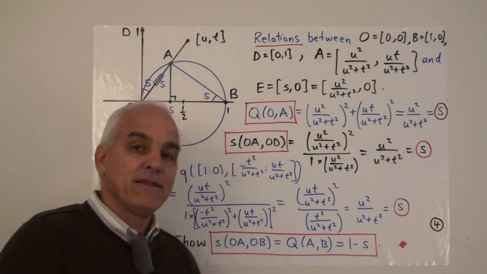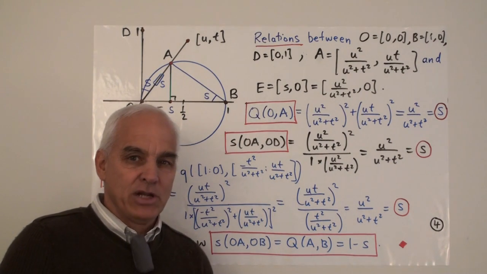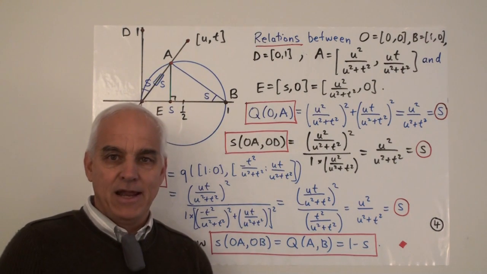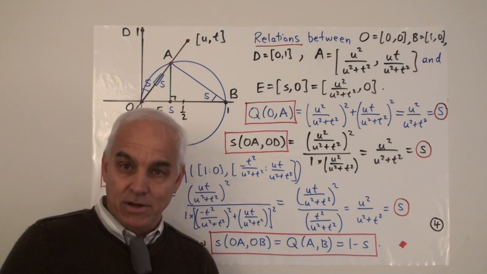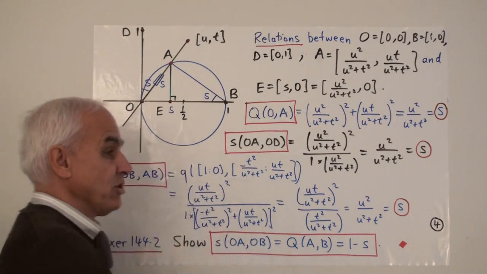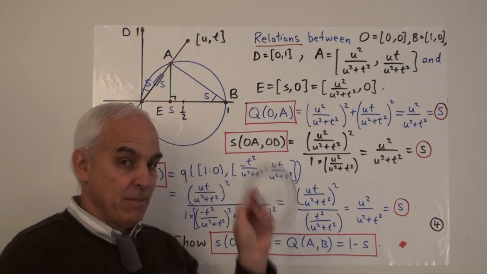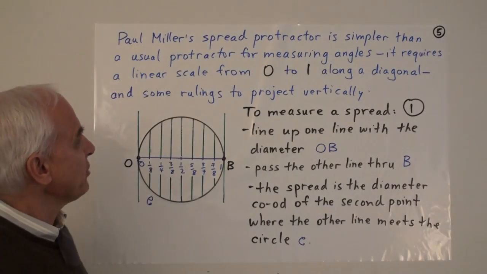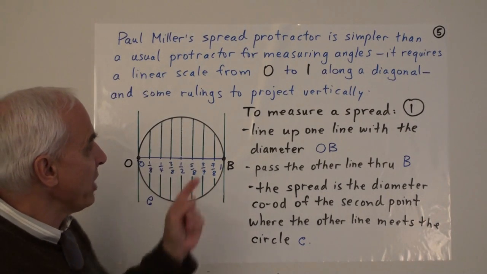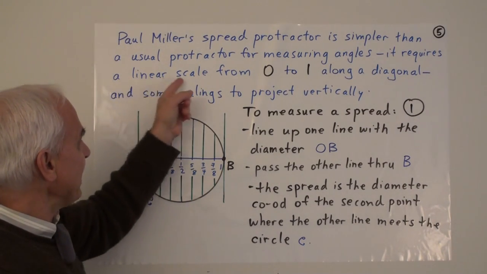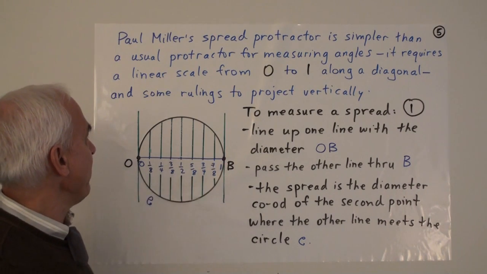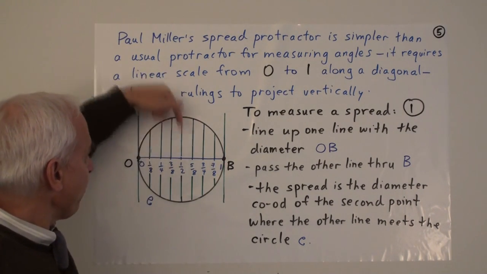So this way of looking at things, you see that the spread is actually a more elementary, easy to understand concept than an angle in some ways. Computationally, it's easier to make a protractor like this than it is to make a protractor like this. So, Paul Miller's spread protractor is simpler than a usual protractor for measuring angles because it requires only a linear scale from 0 to 1 along a diagonal or diameter, and some rulings to project vertically.